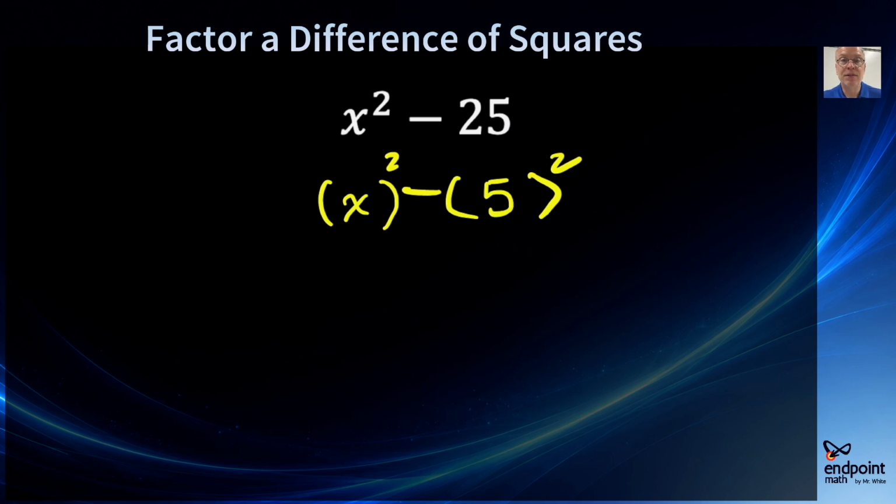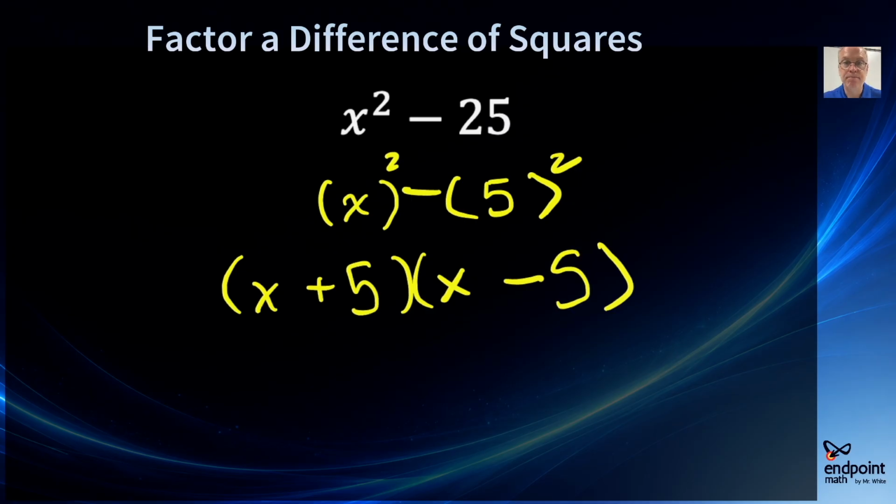So how do these things factor? They factor into what we call a sum and difference pattern. What happens is the x's go there and the 5's go there, and that's it. That's how it factors: x plus 5, x minus 5.